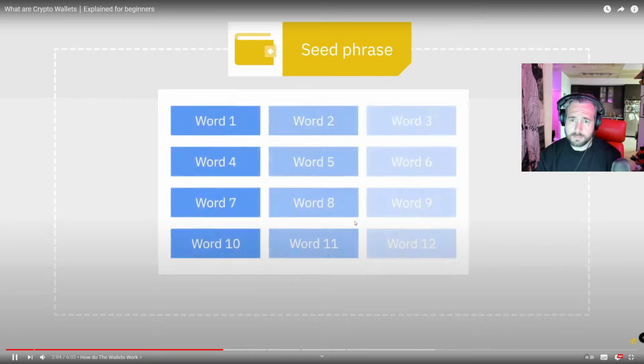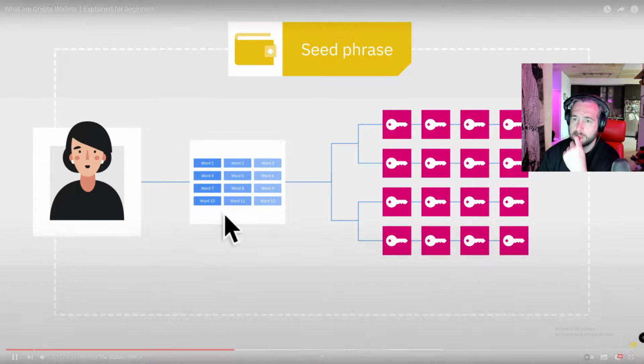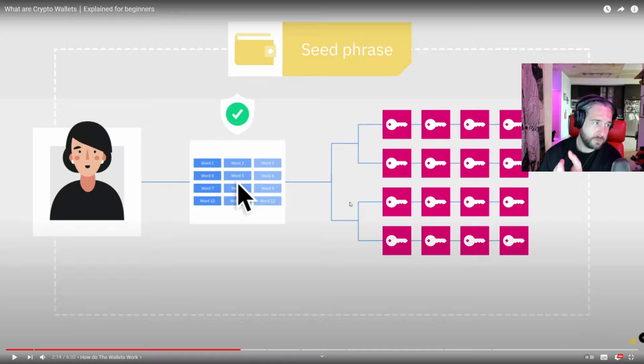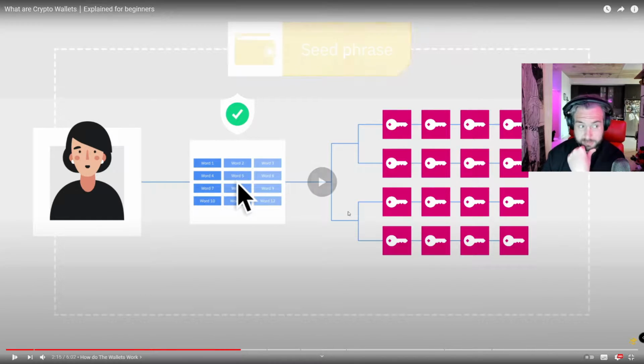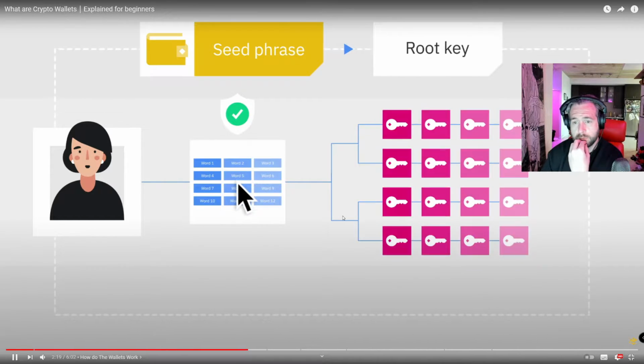Seed phrases can be used to generate multiple private keys. So, instead of making a backup of each private key in her wallet, Alice only needs to back up the wallet's seed phrase. In other words, the seed phrase works like a root key. This is what you're going to be doing when you set up MetaMask. You're going to be setting up a seed phrase. It gives access to all keys and addresses in Alice's wallet.